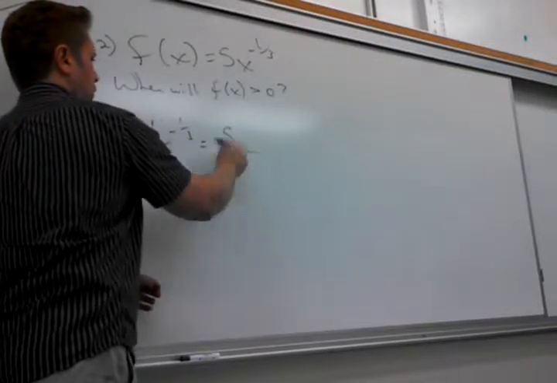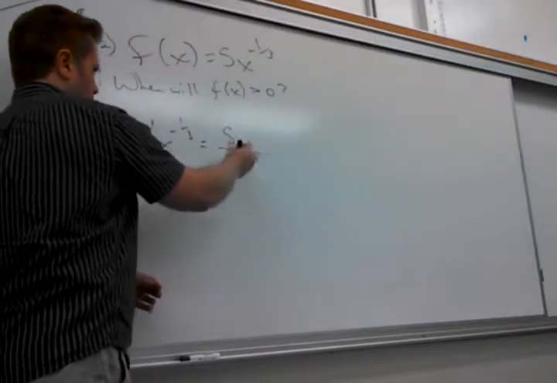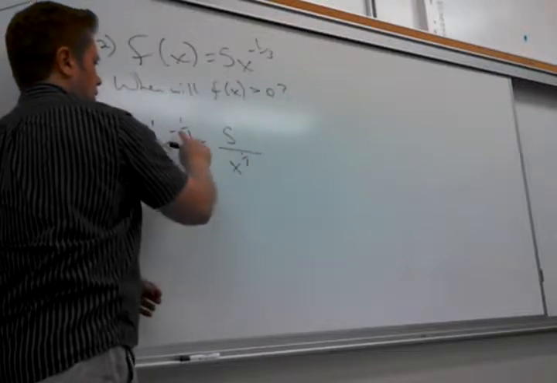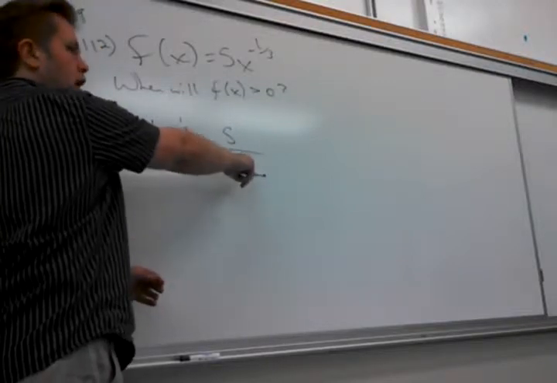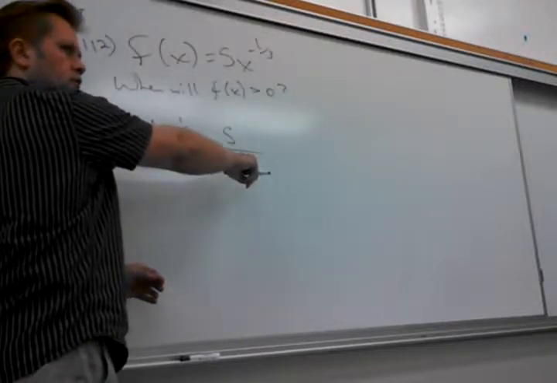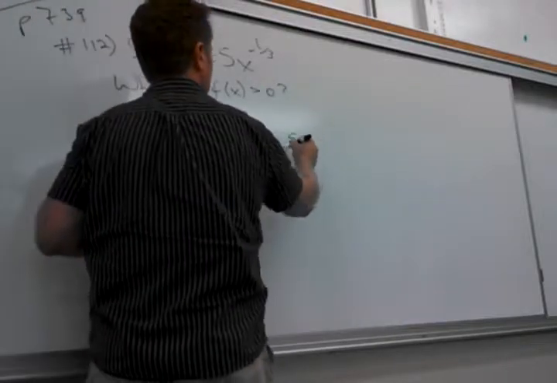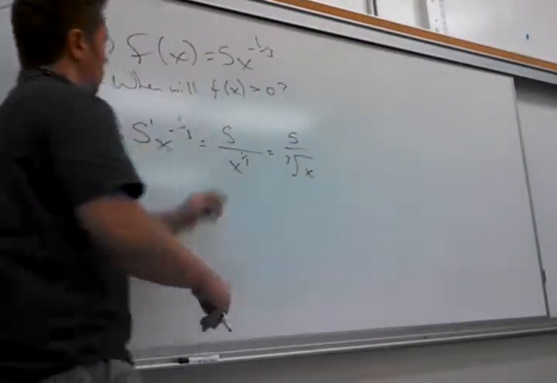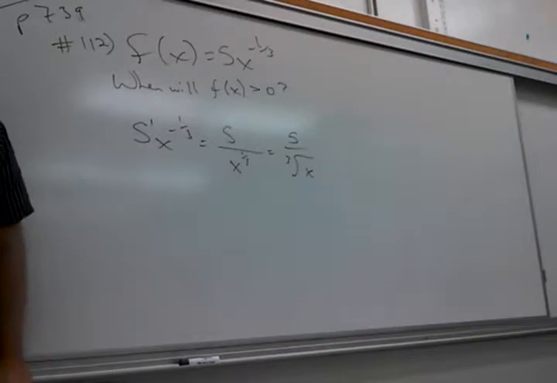So the 5 stays up here. This x, the 1/3 comes down, right? Because the negative power means flip. And what does a 1/3 power mean? Cube root. So I'm just kind of exploring what that function really does to something. The only way a cube root could be negative is if the number inside of it is negative. Now what do you notice?